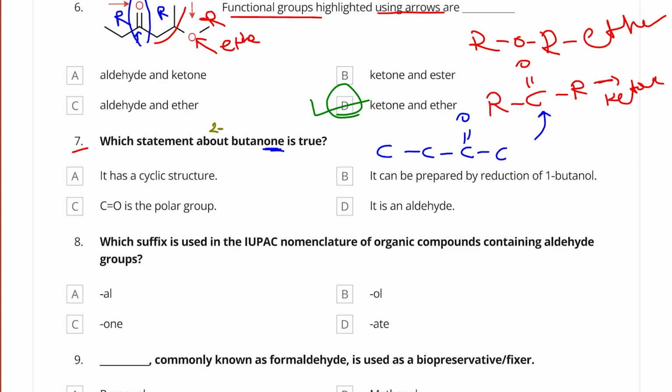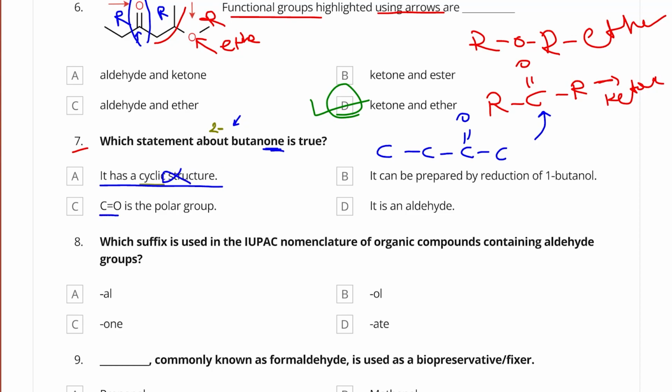I omitted to draw the hydrogens. You can fill in the rest with hydrogen to fulfill the number of bonds of a carbon atom to 4 bonds. Okay, it has a cyclic structure. No, this is not true, my dear friend. It's an aliphatic. How can we understand it's cyclic? There would be a cyclo name, such as cyclobutanone, for example, but there is no cyclo prefix.